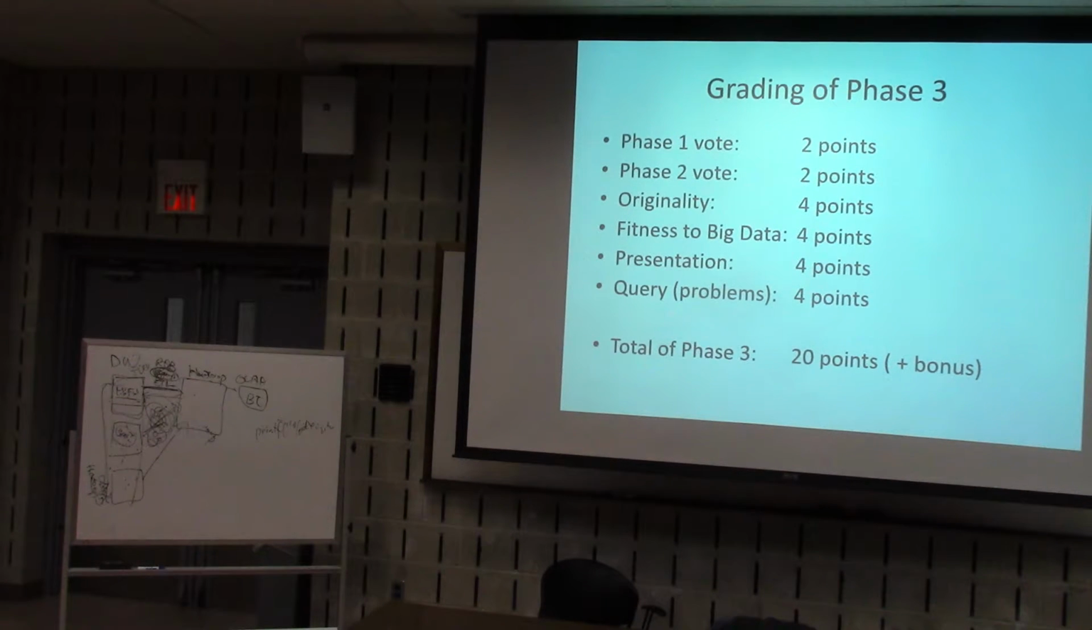Originality is 4 points, and the fitness to big data is 4 points. For presentation of the proposal, I didn't consider the PPT file as a presentation. Only the proposal is 4 points, and the query or the problem, the analysis and the model is 4 points, because this is your main proposal, right? And total 20 points, and those who got the proposal selected will get 5 to 10 points.